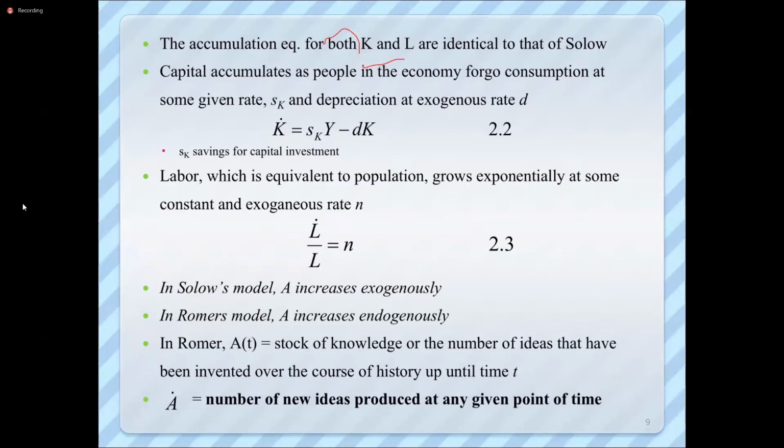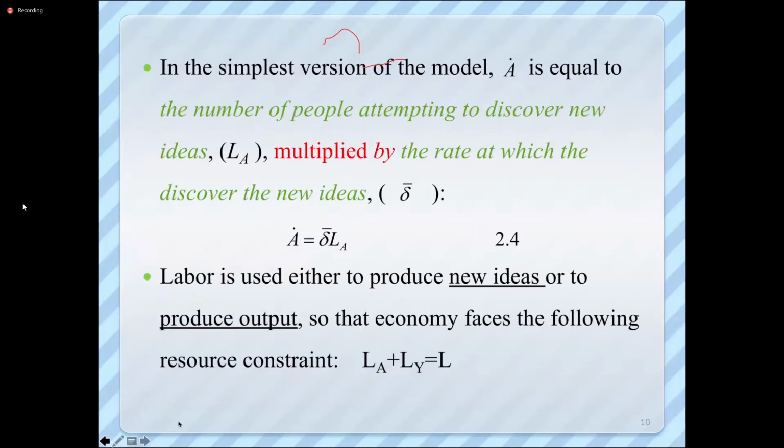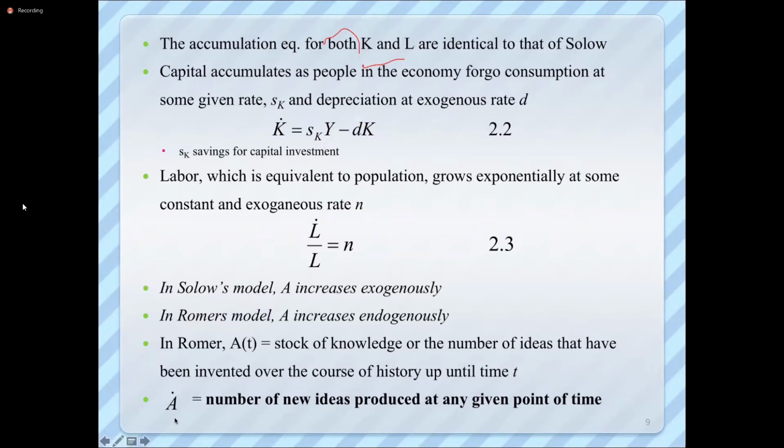In Solow's model, A increases exogenously. In Romer's model, A increases endogenously. So in Romer's model, the following equation plays an important role. A dot is the number of new ideas produced at any given point in time. All these years in your micro, you would have looked at a very basic production function, the Cobb-Douglas production function. This is the first time you're going to look at a production function for ideas, right? A dot here gives you the production function for ideas. So how do we come up with this production function?